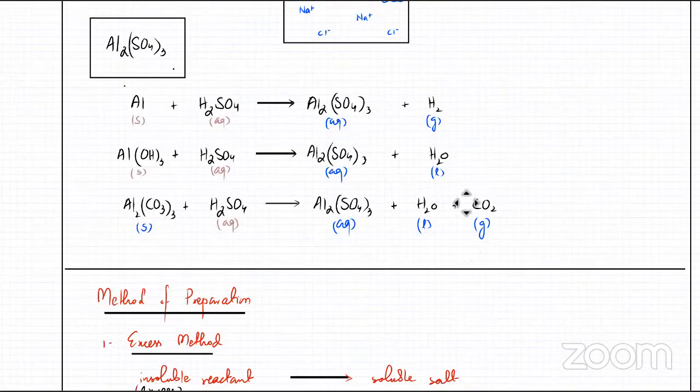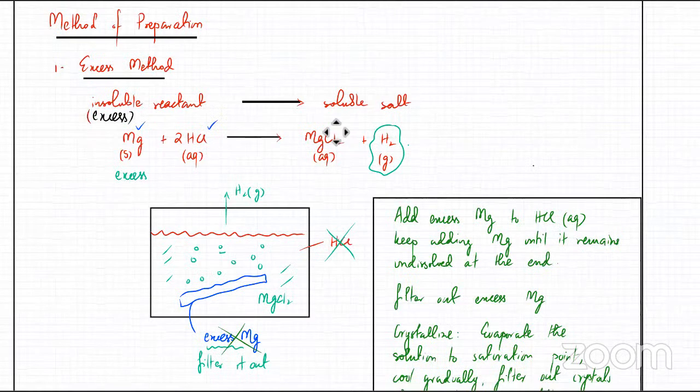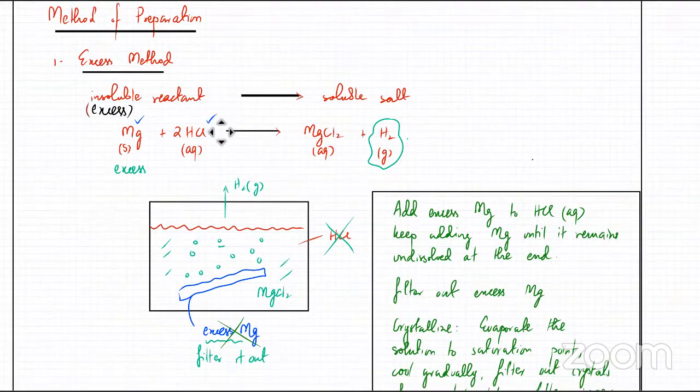Then we started talking about the method of preparation, which was that the first one was the excess method. उसमें क्या होता था कि no matter what the equation is, if the reactant is insoluble, like magnesium is a solid, it's a metal, and the salt that you're trying to produce is a soluble salt, you're going to use the excess method because you're going to put magnesium in large excess. And when you put magnesium in large excess, the solution में जितना भी acid, HCl, that's all going to get used up.